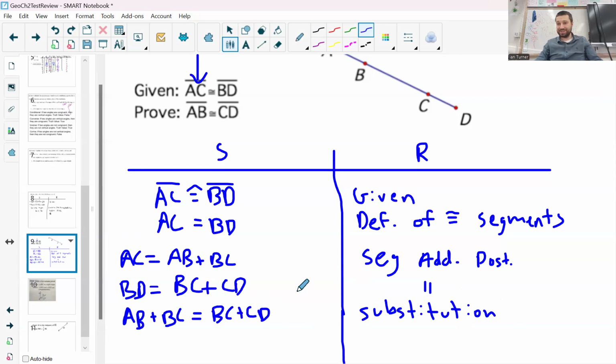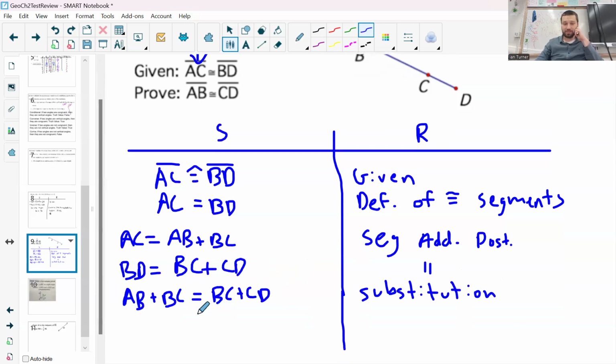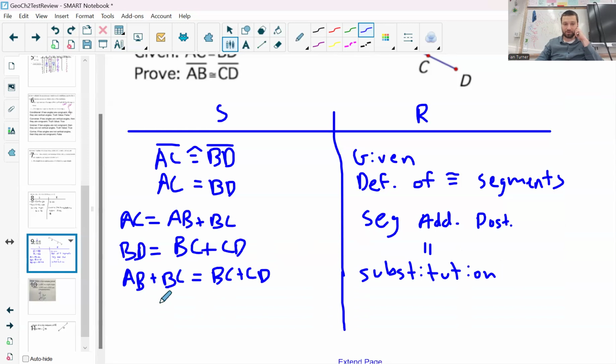And then now, what do we see on both sides? Kian, what do you got? We got a BC on both sides? Yeah. So what can we do? Yeah, we're going to subtract it. So we're going to subtract the BC. They cancel each other. They go away. You get AB equals CD. Oh, interesting. That's what we wanted. Good work. And that was subtraction property of equality.